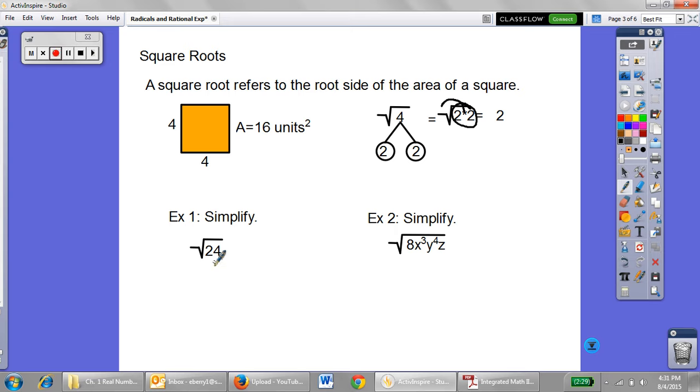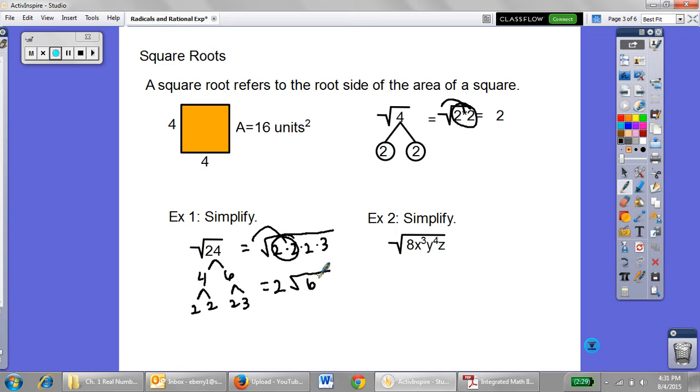Let's go ahead and do the square root of 24. So 24 is 4 times 6. 4 is 2 times 2, and 6 is 2 times 3. Writing this underneath the square root sign, we have 2 times 2 times 2 times 3. And looking for pairs, I can see a pair of 2s, so I get to bring that out. So I end up with a 2 on the outside, and on the inside, 2 times 3 is 6. So 2 square root 6 is the square root of 24.